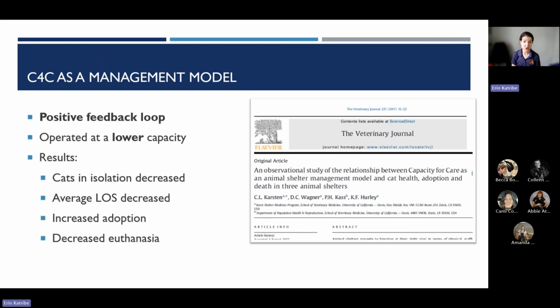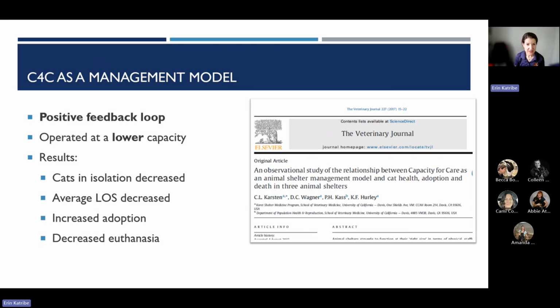This was a study that actually looked at using this capacity for care model in shelters and looked at what that did to cat life saving. In 3 shelters, they actually installed portals, and so they reduced the number of feline housing units. And so these shelters operated at a lower capacity than they previously had.